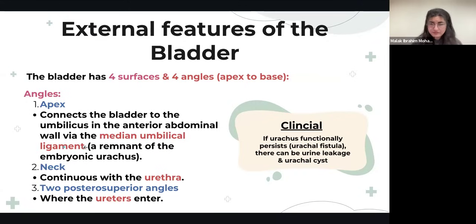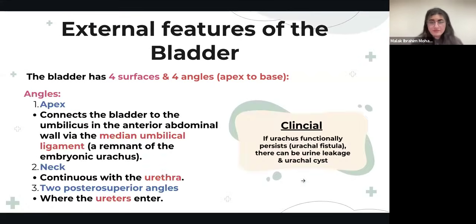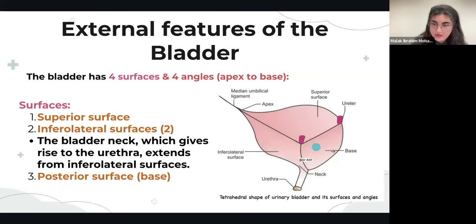Next, you would have the neck of the bladder, which is continuous with the urethra. Here you go. The one that comes out of the inferolateral surface. So this is the bottom part, and then you have the apex from the front. This gives you the urethra. And then you would have the posterior-superior angles. From the name, they're located posteriorly and superiorly from the sides. So you have two, one on each side, over here and over here.